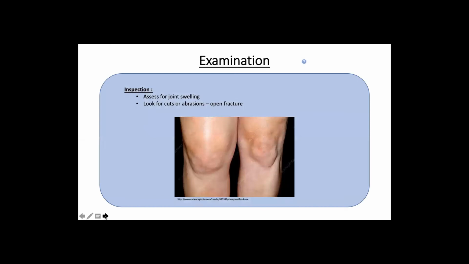So first off, when you see a patient, you're going to take a history and you're going to examine. So the first part of our examination is inspection. We're looking for joint swelling and where the swelling is along the leg. So is it specifically just isolated to the joint, or is it the whole leg? You also want to look at the leg circumferentially to look for cuts and abrasions, which may suggest an open fracture. In the picture you can see the normal knee on the right hand side and a very swollen knee on the left, and that's what you may see in these fracture patterns.